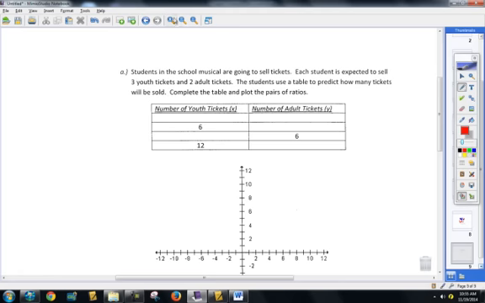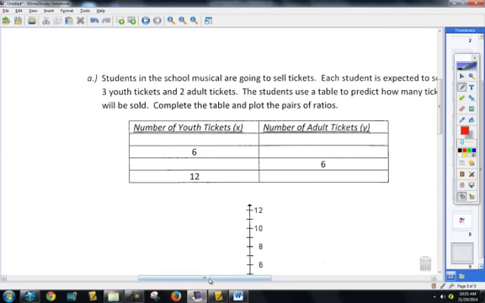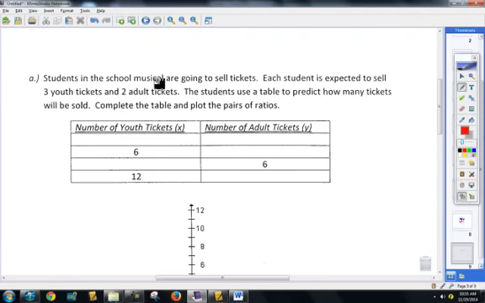Let's take a look at this one here. Students in the school musical are going to sell tickets. Each student is expected to sell 3 youth tickets and 2 adult tickets. So everybody should be off to the side right now doing this, because I've told you every time you're given that beginning ratio, you should be writing it over here, because that's the starting point. Everything that we're going to do in this problem is going to be based directly on that ratio. For every 3 youth tickets we sell, we want to sell 2 adult tickets. That's the whole point.